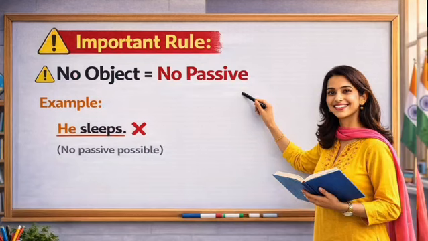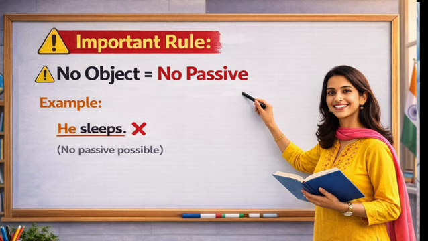Now, let us understand when not to change the voice. Which kind of sentences are those where you are not supposed to change the voice or you can't change the voice? So, this is a very important rule. Please keep this in mind so that you do not make such mistakes. So, what is the rule? If there is no object in the sentence, then you cannot make passive voice.